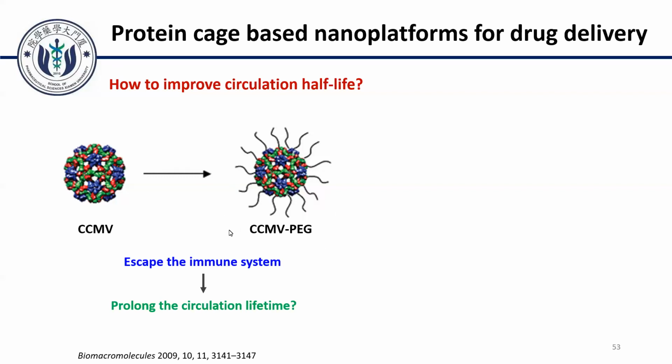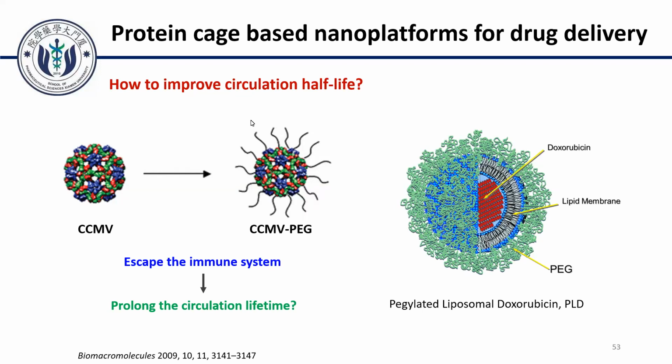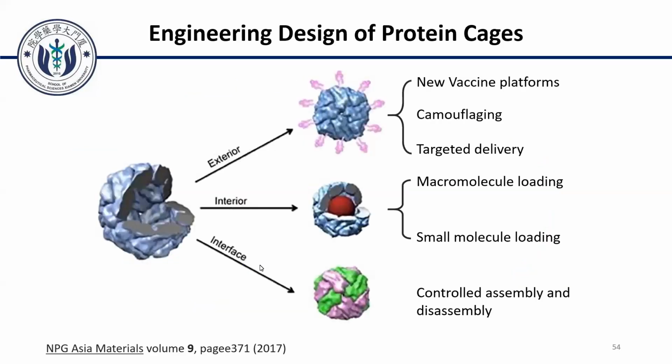So modification with PEG is one of the popular methods, either for liposomes or protein cage-based nanoparticles. PEG modification is one of the commonly used strategies to help escape the immune system and prolong the circulation lifetime. And the advantage of using protein cages, as shown here, is that there are three phases that we can modify: exterior surface, interior surface, and interface. So with different phases, we can achieve different goals.